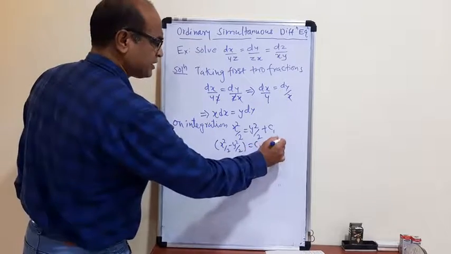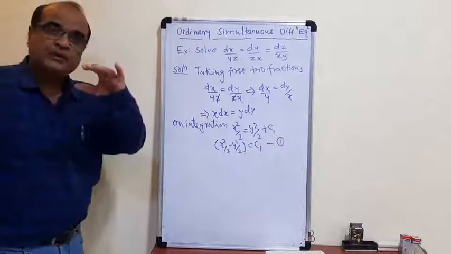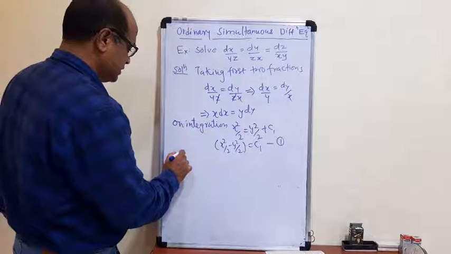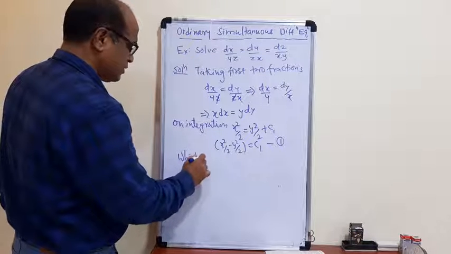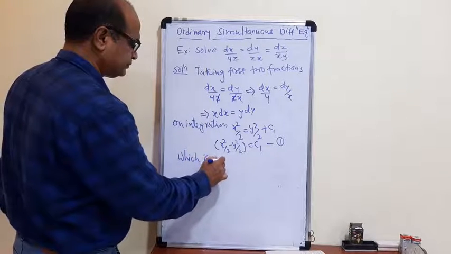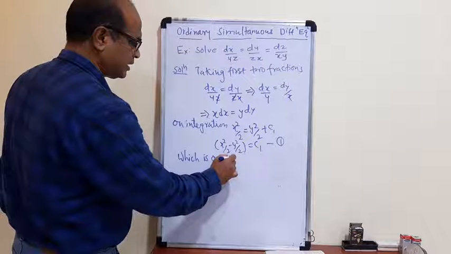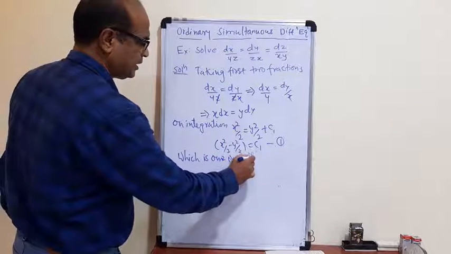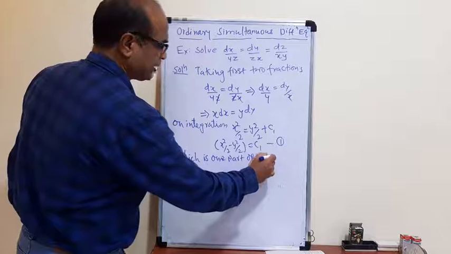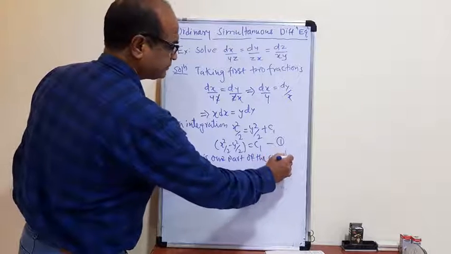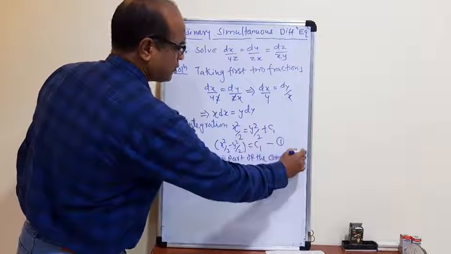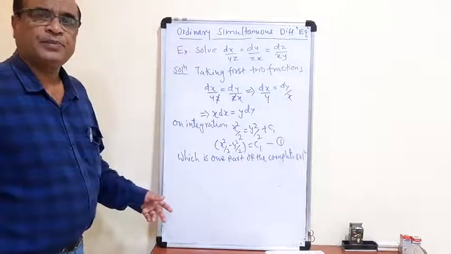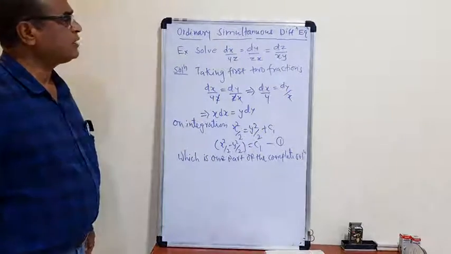So this is equation number 1, which is one part of the complete solution. So what is the another part of that complete solution? So another part is what here?